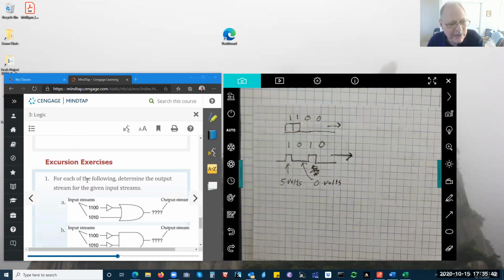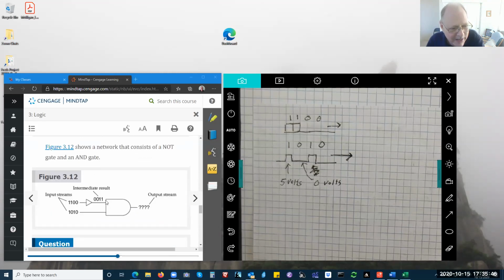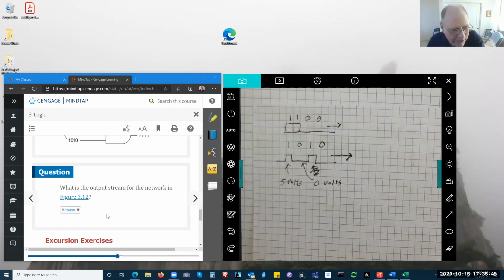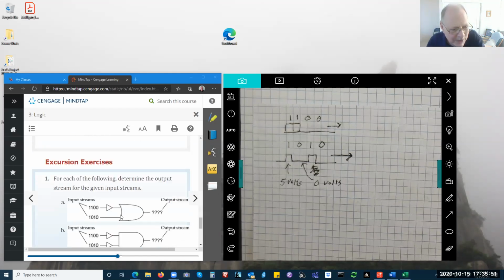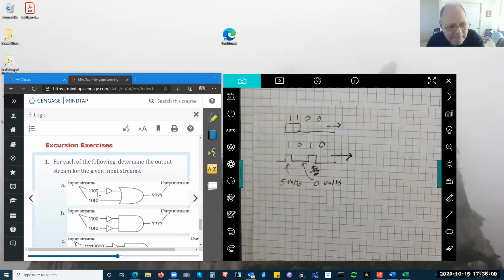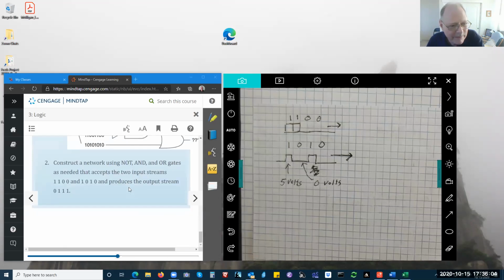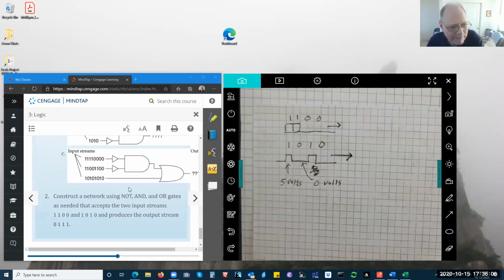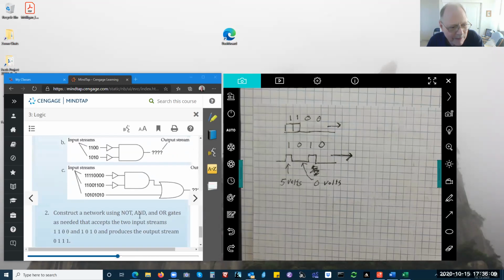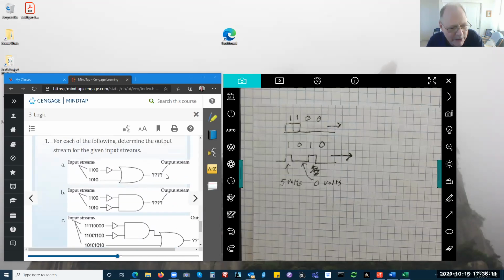So then they just have these questions where you figure out what comes out. When it's an AND, you have the flat edge here, and when it's an OR, you have the curved edge, and a NOT is this little triangle thing here. So you've got an inverter and an OR gate and an AND gate. And you've got a couple of questions where you just have to figure out what comes out.